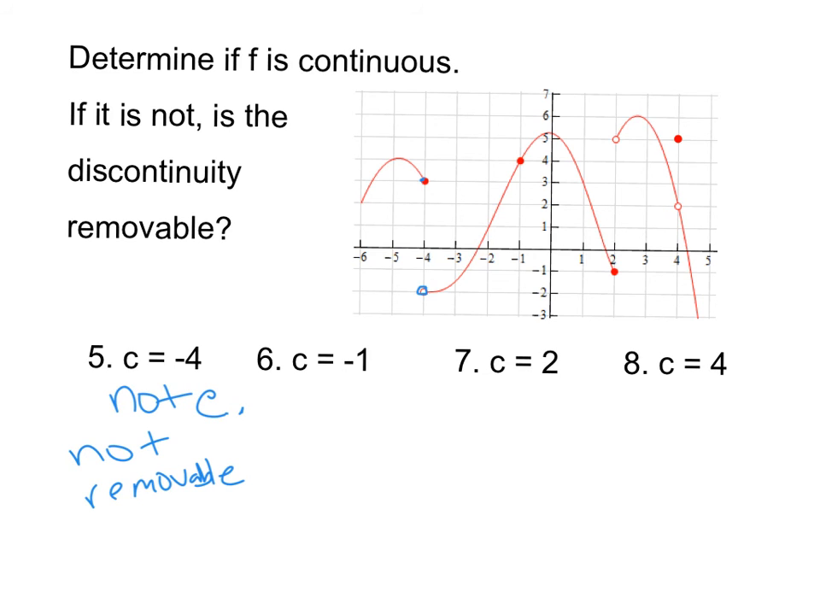Next, x equals negative 1, that is continuous. We have a dot there, nice. x equals 2, not continuous, and that is not removable. Again, we call that a jump, so it's not removable.